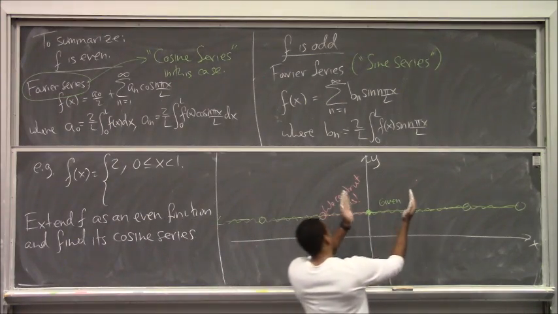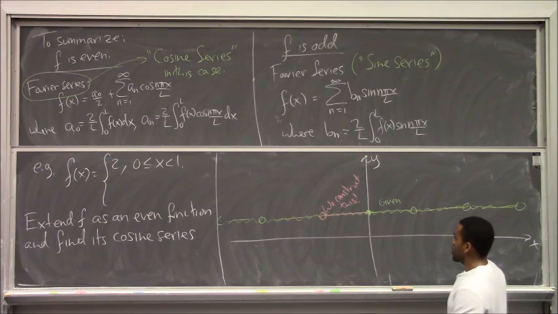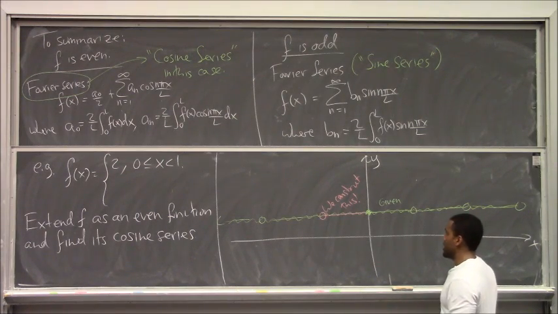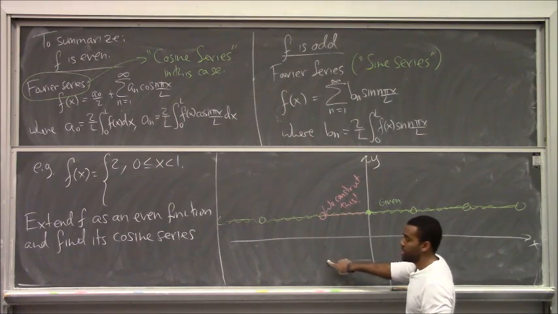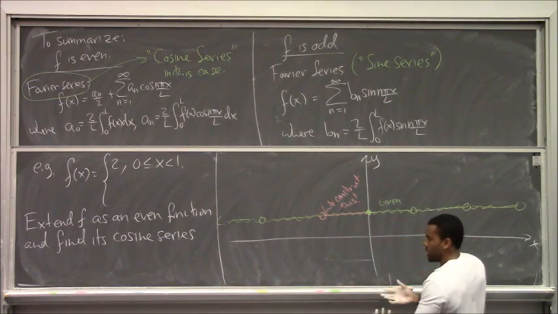So sometimes they give you half of it and they say, oh, extend it as an even series, find the cosine. Or they might say, extend it as an odd function, and you know that you'll actually write in -2 as the other side, so that it rotates around the origin and does this.